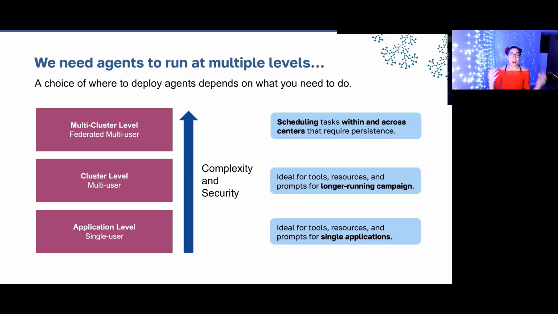Okay, and so there's very different use cases paired with each of these things. So at the application level, this is where you're going to have, for example, agents that are experts for specific applications. At the cluster level, you might have agents that are very good at doing scheduling of tasks. And at the multi-cluster level, you may need agents that are good at scheduling actually across centers. And that's really when we think about the HPC center of the future, that's the level that we want to operate at. But these other levels are important too.